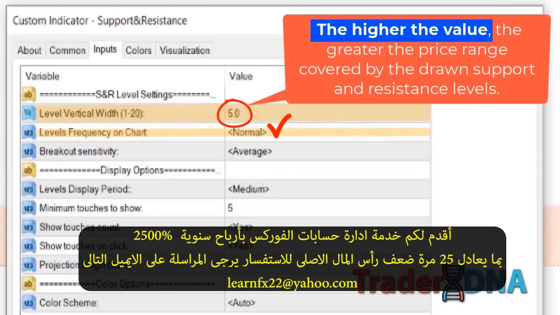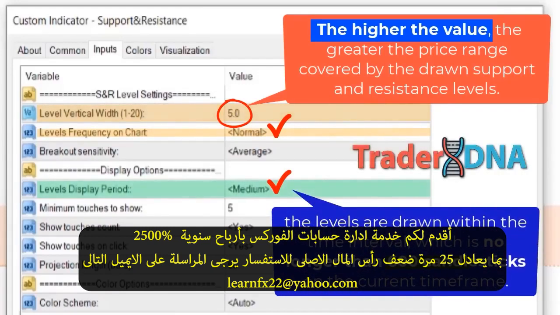Display Options block. Levels display period sets up the depth of the history used to draw support and resistance levels. Its default value is medium. In this case, the levels are drawn within the time interval, which is no longer than 600 candlesticks on the current time frame. You can also choose the history depth of 300 bars, levels display period equals short, or 1200 bars, levels display period equals long, to draw levels.